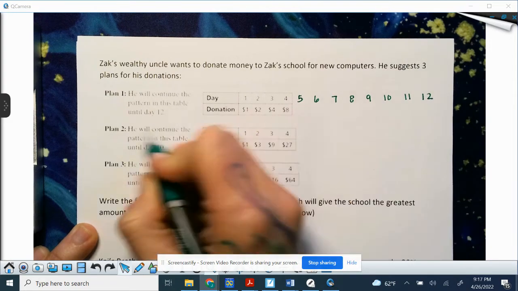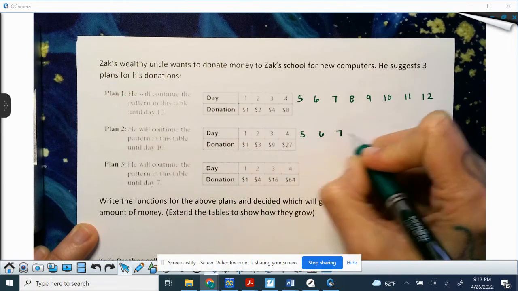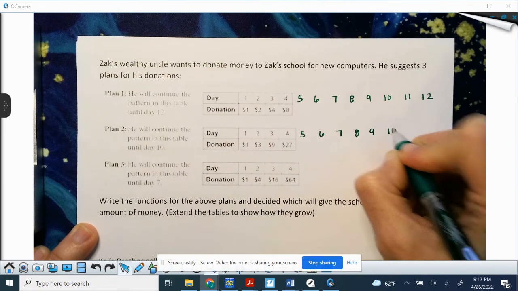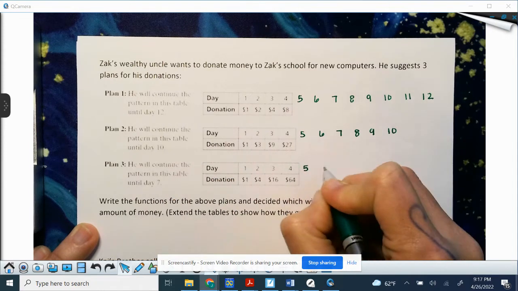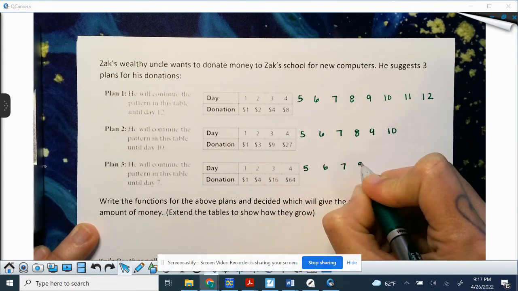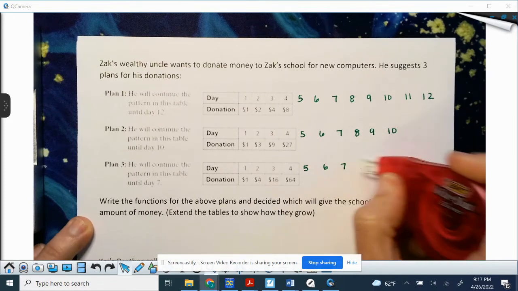He'll continue the pattern in this table until day 10. So 5, 6, 7, 8, 9, 10. And then this one, it says until 7. 5, 6, 7. Whoops, no need to go any further. Sorry, it was till 7. So I got excited. No need to track it that long. We just have to track it 3 more after our table.